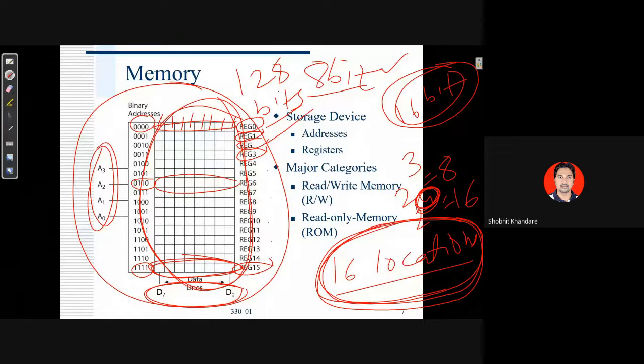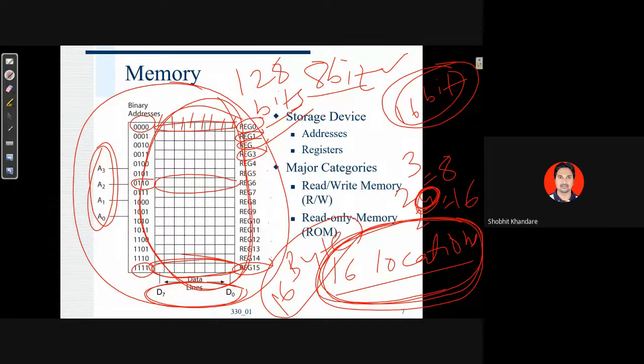16 byte. How 16 byte? Because each location is of 8 bits and 8 bits is equal to 1 byte. Therefore, 16 byte. Everyone agree to this? Yes, sir.